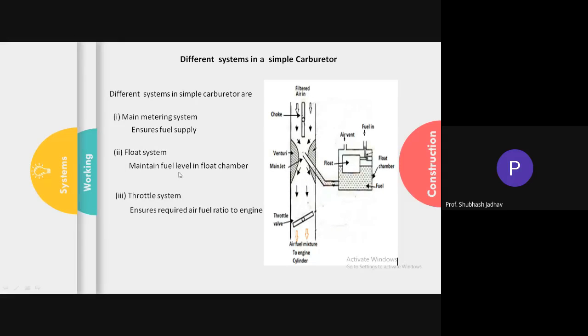Okay, so that is the function of the float system. And the third system is throttle system. Throttle system चं काम काय आहे? It ensures proper quantity of air fuel mixture supplied to the engine as and when required.